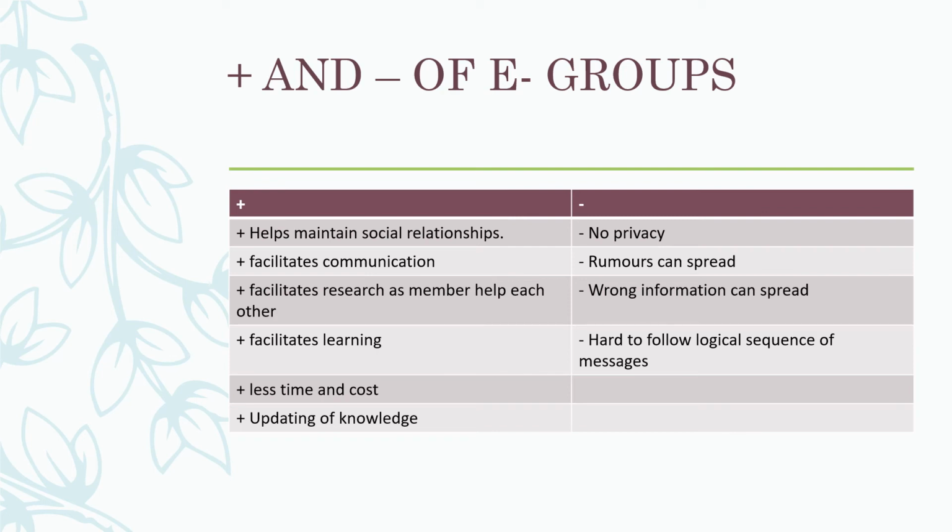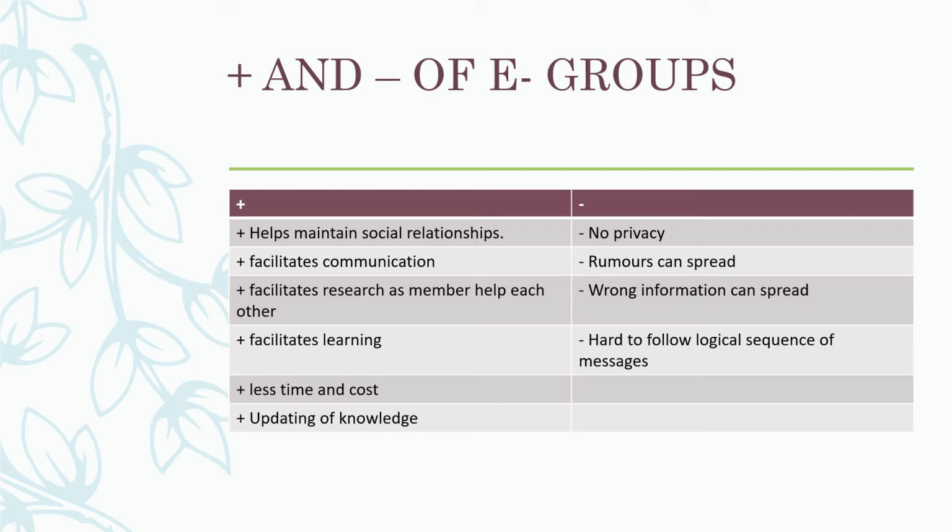Then, the positives and negatives of an e-group. The positives are that it helps maintain social relationships, because one of the group persons might come up with a problem. For example, in a dog lovers group, my dog is shedding a lot of hair. Another user who is much more experienced in handling dogs might respond that you need to apply this kind of oil or this kind of brush. That way social relationships are also maintained, they become better friends, and it facilitates communication.